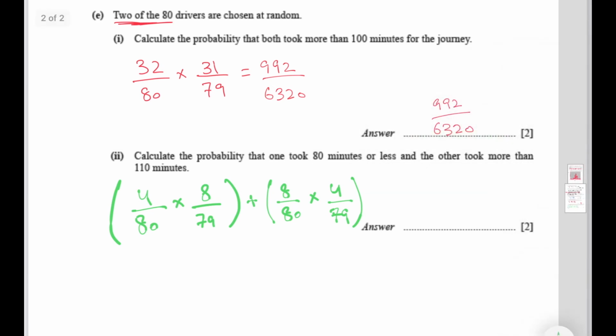So when you do 4 times 8, this gives us 32 over 80 times 79. 8 times 79 gives us 6320, plus 8 times 4, 32, again 32 over 6320. When you add the 2 up, 32 times 2, this becomes 64 over 6320. That's your final probability. You write your answer over here, 64 over 6320, and we're done with the question.